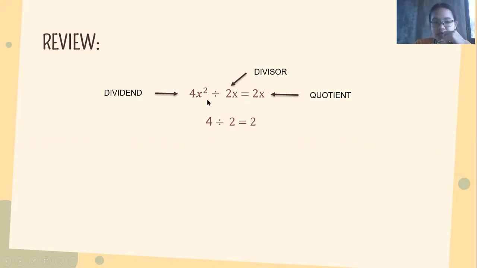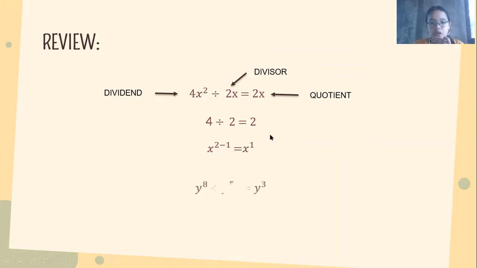First, we divide the numbers. We have 4 divided by 2 is equal to 2. That's how we got the 2. For the variables and exponents, when you divide, you subtract the exponents of the variable. We have an exponent of 2 in 4x squared and an exponent of 1 for x here. So 2 minus 1 is equal to x raised to 1, or just x. That's how we got 2x.